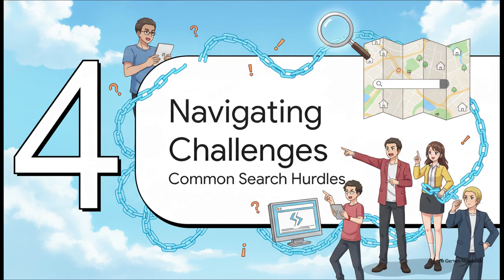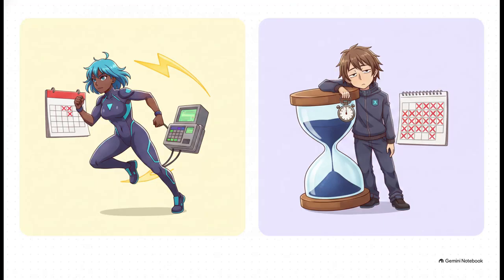Let's move on to Section 4, navigating common search challenges. Because, yeah, the system isn't totally perfect. So, one of the biggest traps for researchers is data latency. Basically, there's often a pretty significant delay between these different databases. The county clerk is usually pretty fast. They index newly recorded documents within a matter of days.